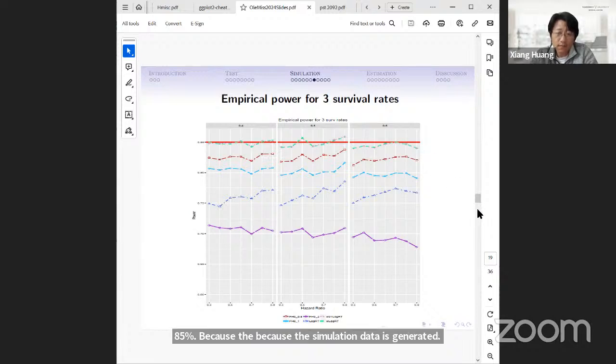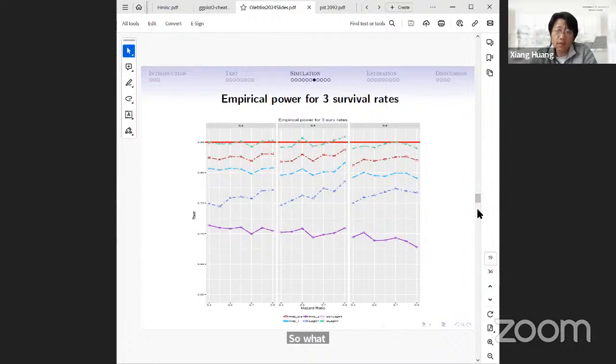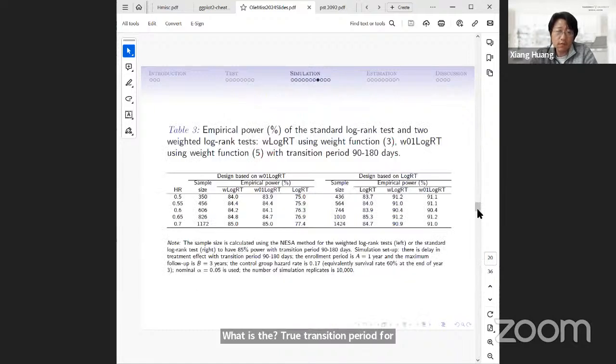So what if, because in the real world, we actually don't know what the true transition period is for the clinical data.